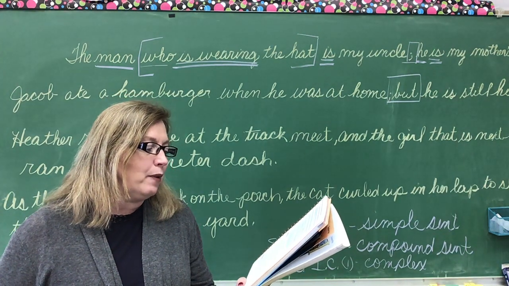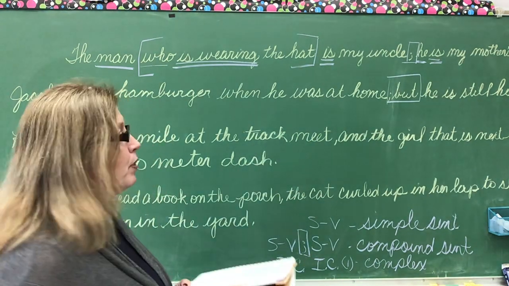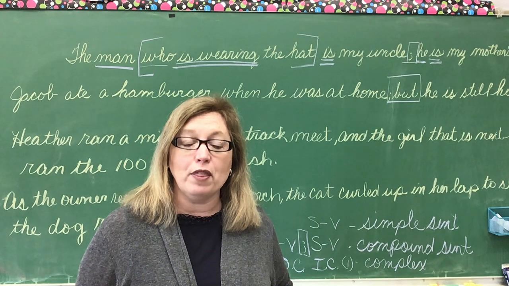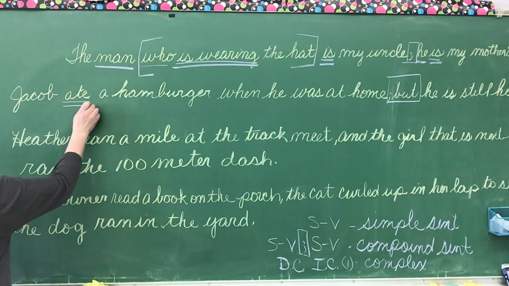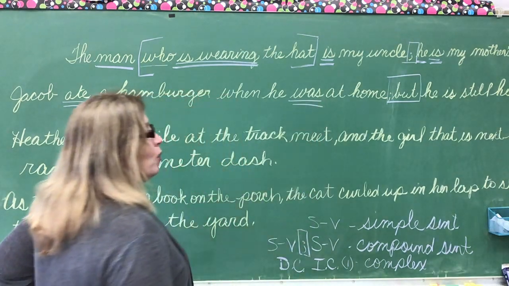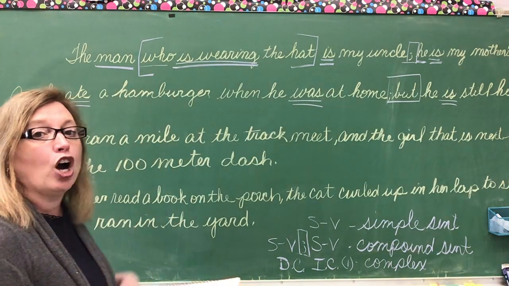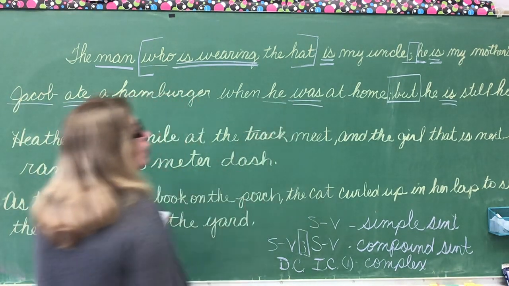I'll read what's on here. Jacob ate a hamburger when he was at home, but he is still hungry. We still have the word but, and the punctuation. Now we have to find our what? Find your coordinating conjunction or your semicolon, then look for the verbs. Let's look at our sentence. Jacob ate. Ate is a verb. When he was is always a verb, at home. But he is, and is a verb. All right, now let's go back and find our subjects to each of these verbs. Who or what ate? Jacob. Jacob ate. Who or what was? He was.